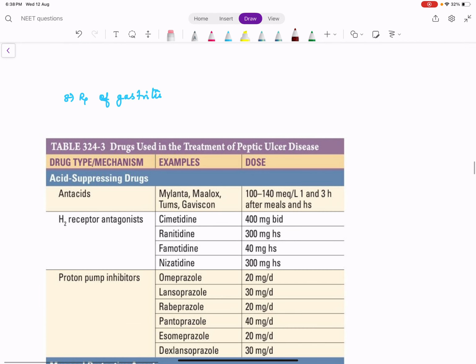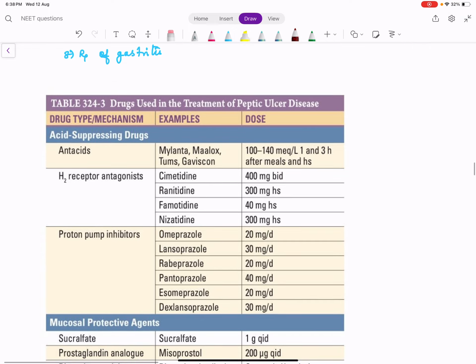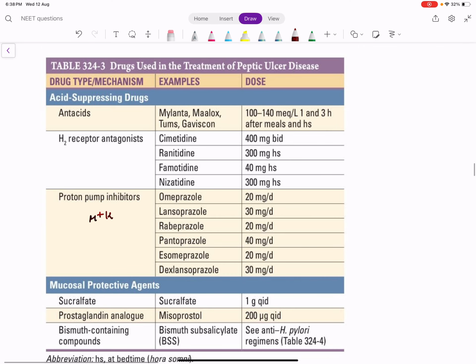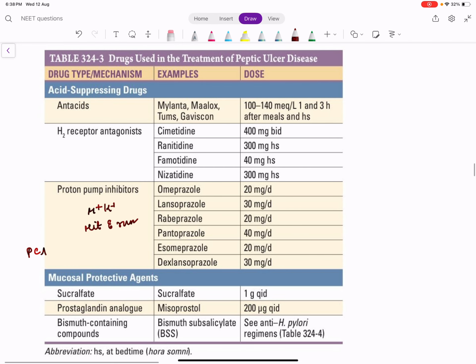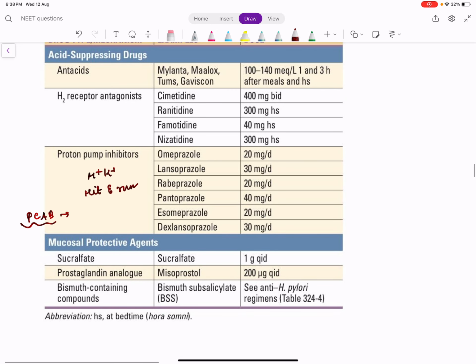So how will you treat gastritis? One drug we already discussed, proton pump inhibitors. It acts on the H plus K plus ATPase pump. It is a hit and run drug. The next category is PCAB. The latest edition of Harrison doesn't mention PCAB. The drug is vonoprazan. Omeprazole, lansoprazole, rabeprazole, panto, all these are proton pump inhibitors.